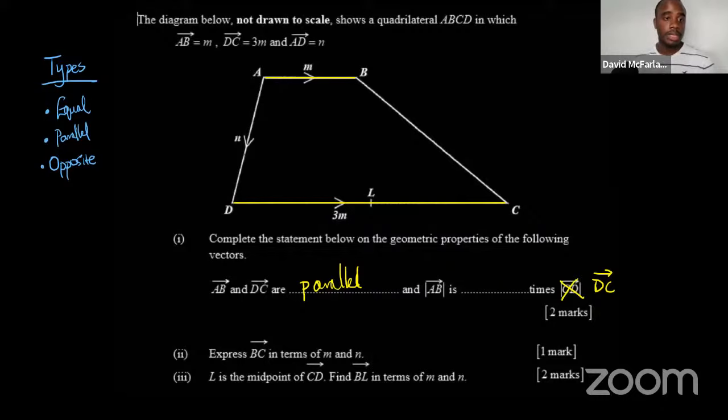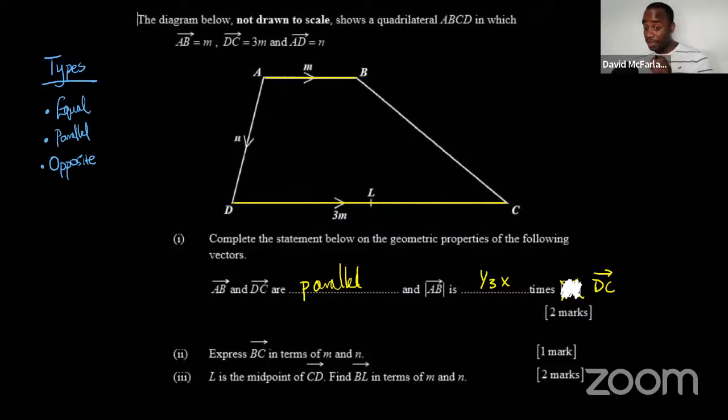So let me cross that part out. So AB is whatever times DC. Now look at AB. AB is M, DC is 3M. So if DC is 3 times longer than AB, that means AB must be a third of the length of DC. Okay? So AB is a third, let me put that in yellow, of the length of DC.